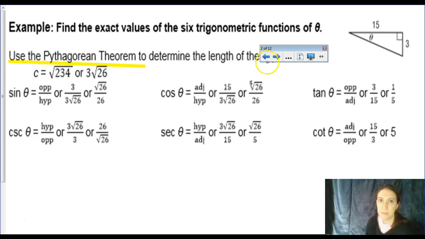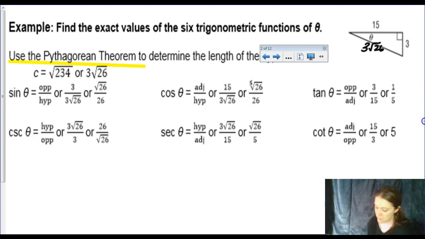And this first example is already done for you on your notes, but we are given a triangle off to the side here where they gave me a point of reference, theta. It's a Greek letter, theta. And they gave me the adjacent and opposite sides, so they had to do a little Pythagorean theorem, and found out that the hypotenuse was the square root of 234, which reduces to 3 square roots of 26. And then they went ahead and set up all the trig ratios.